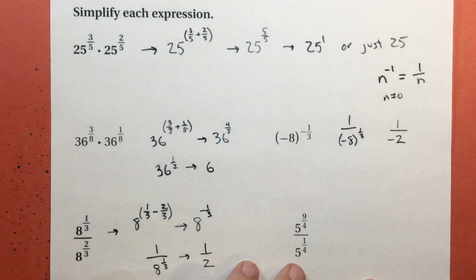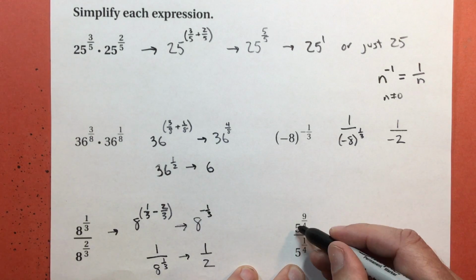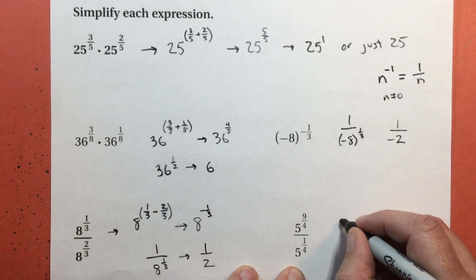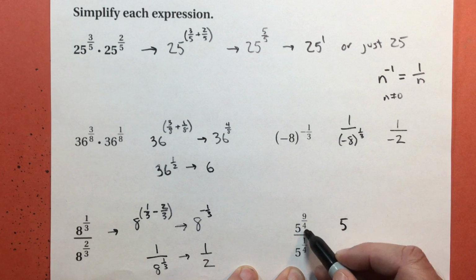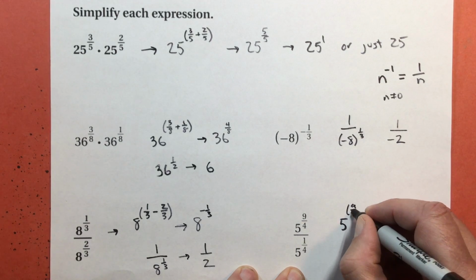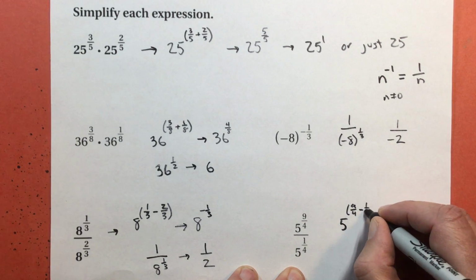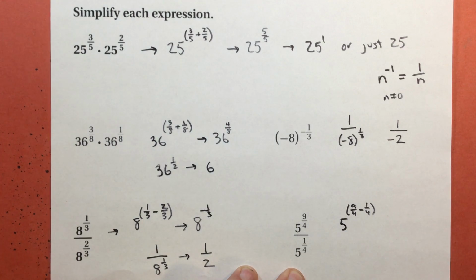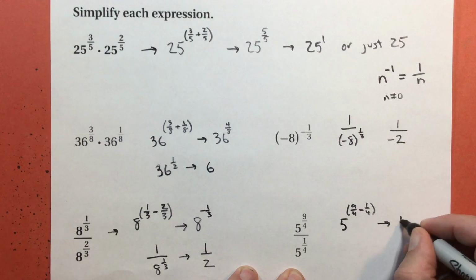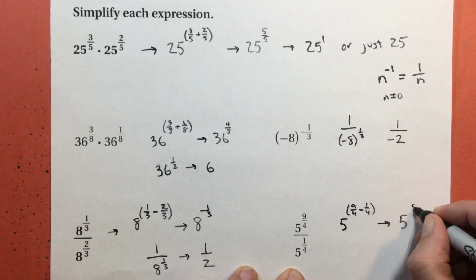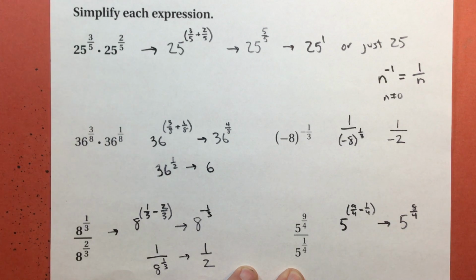All right, for the last one in this example, my bases are both 5. And I'm going to take 9 over 4 and subtract 1 over 4. I'm going to simplify that and get 5 to the 8 over 4 power. 9 minus 1 equals 8. That's the same as 5 to the 2nd power, which becomes 25. All right, we will see you in the next videos.